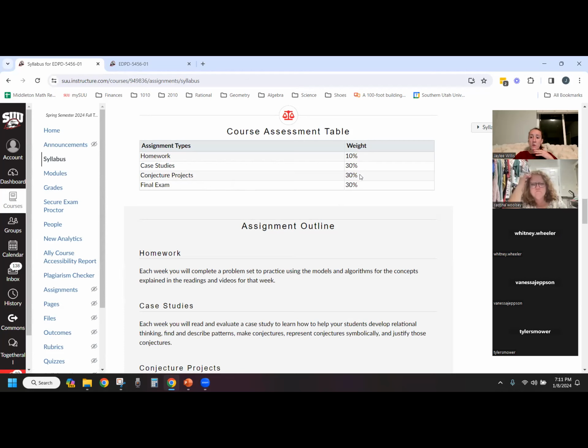So, this is the way that the weights are split up. The final exam is 30% of the grade. The conjecture projects are also 30%, case studies are 30%, and the homework is 10%.